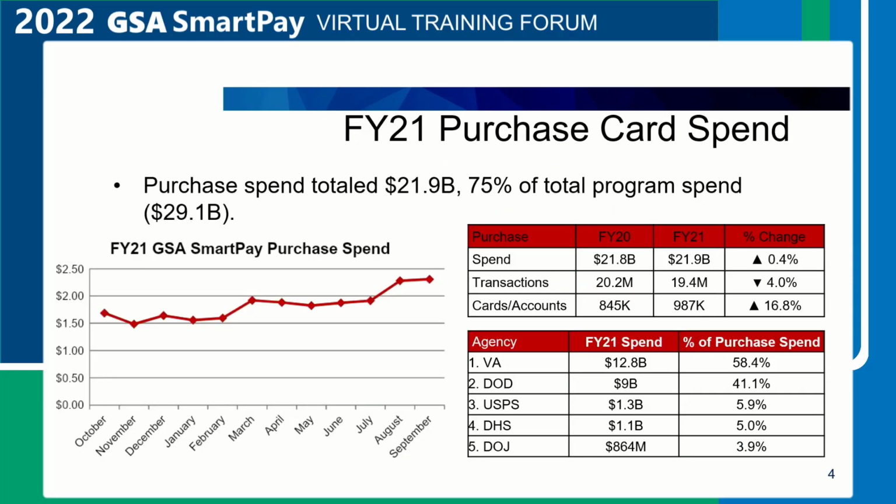Fiscal year 21 purchase spend. Fiscal year 21 purchase spend totaled $21.9 billion, which was about 75% of the total overall GSA SmartPay program spend. The graph on the left of the screen shows the trend for purchase card spend from month to month for fiscal year 21. The table on the top right shows there was a slight decrease in spend from fiscal year 20 to fiscal year 21 of 0.4%, and the number of purchase transactions also decreased by 4%.